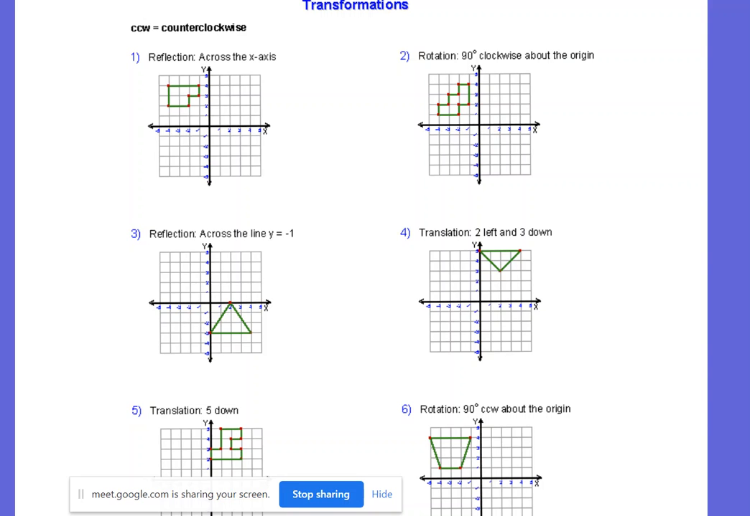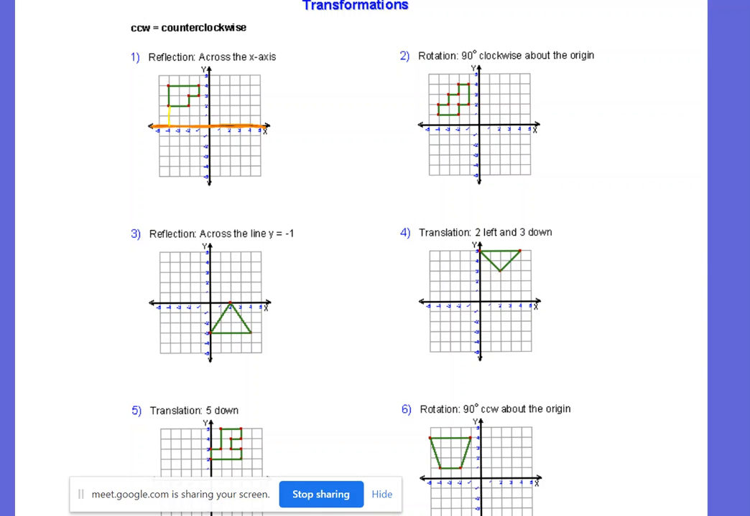So, is the x-axis vertical or horizontal? The horizontal. It's the horizontal. All right. So when we're reflecting over any line, and we always have to reflect over a line, we have to take a look at the distance each point is from that line of reflection.